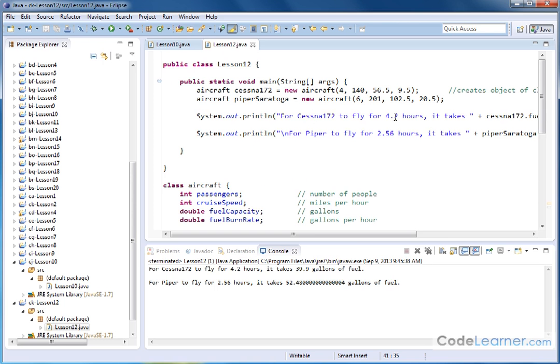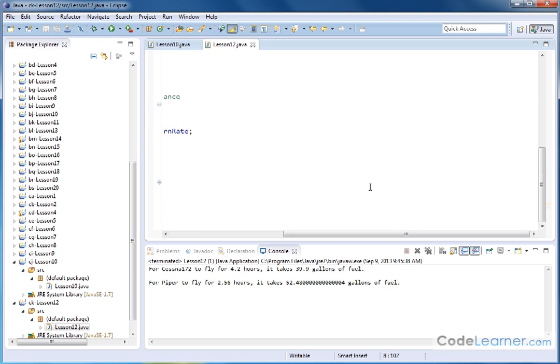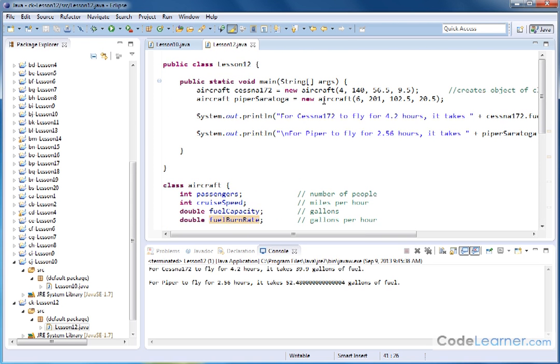So for a Cessna to fly 4.2 hours, you just call the method with 4.2 in terms of hours. And then when it comes down into this method, 4.2 gets multiplied by the fuel burn rate. But we've mentioned several times before, which fuel burn rate does it get multiplied by? Well, I have two objects defined. Which one does it get multiplied by?